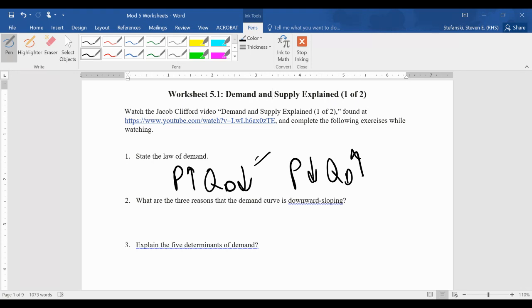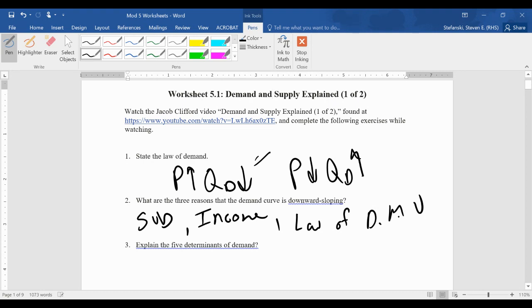Then it says, what are the three reasons that the demand curve is downward sloping? You should know it's the substitution effect, the income effect, and then the law of diminishing marginal utility. I'm just going to abbreviate the law of diminishing marginal utility.